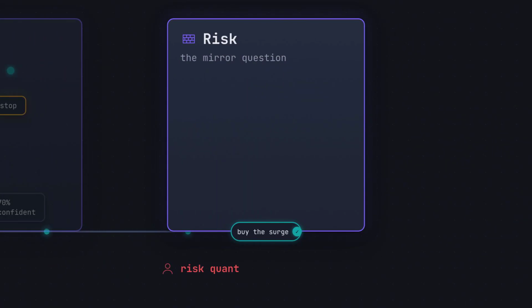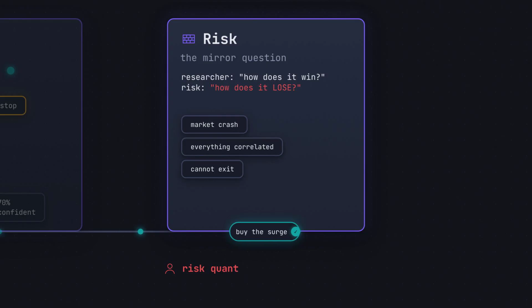One question remains. Every strategy is sometimes wrong. This is where the risk quant comes in. The researcher asks how the strategy makes money. The risk quant asks how it loses money. What happens if the whole market falls? What happens if several strategies lose at the same time? And what the worst realistic loss looks like.